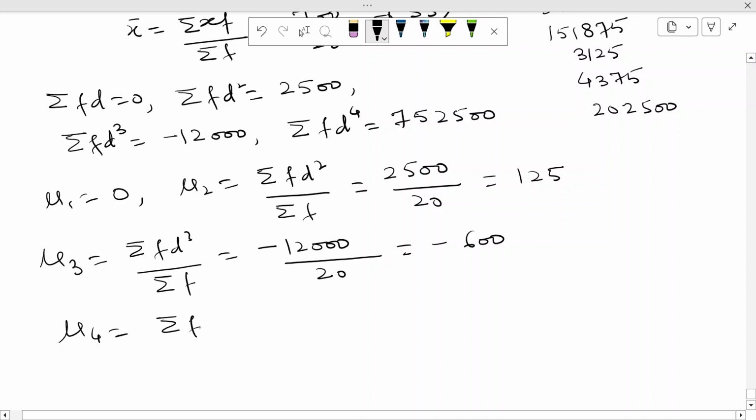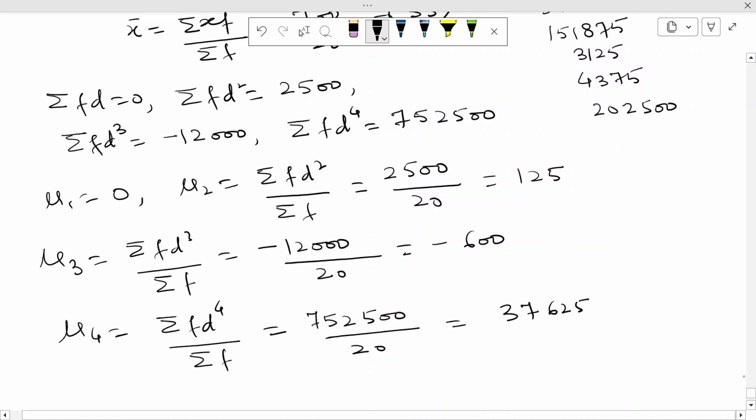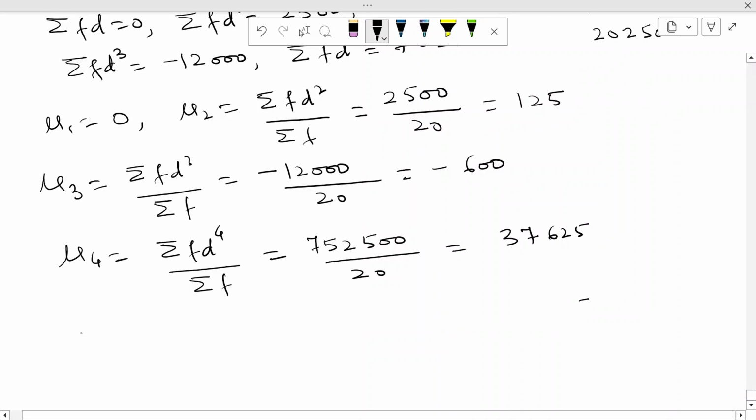And lastly we have to calculate mu4. So that will be summation fd4 over summation f. Summation fd4 is 752,500 divided by 20. So this gives your fourth moment as 37625. Now we are in a position, because we have all the central moments, so we can calculate beta 1.